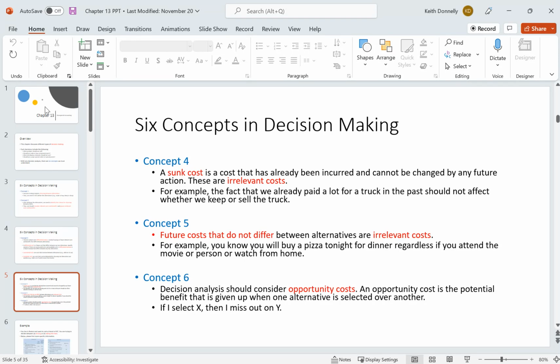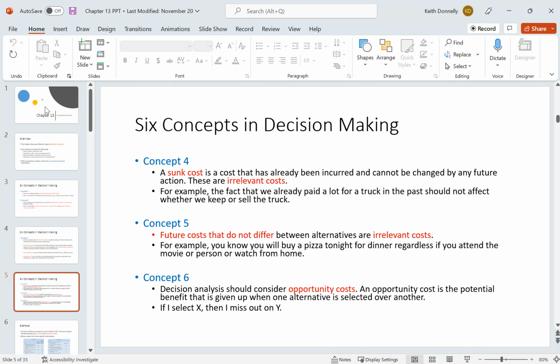Concept 4 here. A sunk cost is a cost that's already been incurred and cannot be changed by any future action. One thing about sunk costs you have to be aware of, they're irrelevant costs. You should ignore them. They happened in the past. You can't change it. It is what it is. It shouldn't affect your decision making moving forward.